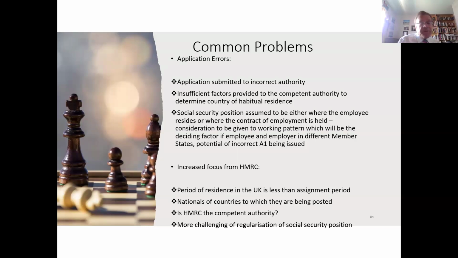And there has been increased focus by HMRC on the period of residence in the UK if it's less than the assignment period, the nationals of countries to which they are being posted. So if you post someone from the UK to France and they happen to be a French citizen, HMRC may ask more questions about why they're not in the French system. You make sure that you send the application to the right authority on that basis. And they are getting more picky about people on Social Security contributions and trying to, on a retrospective basis, regularize it.